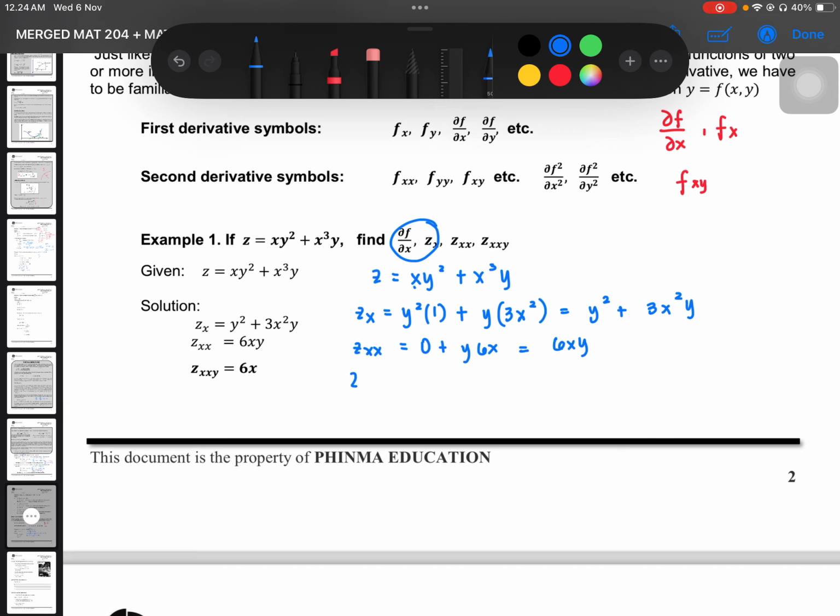Okay. And lastly, we have z, x, x, y. Okay. So, kay y naman tayo ngayon. Isang term na lang tayo. So, sabi natin, y is the variable. So, x is constant. So, kopyahin na lang natin constant natin since constant multiple naman siya. The derivative ng y is 1. So, therefore, we are getting the derivative ng zxxy equal kay 6x. And that will be your final answer.